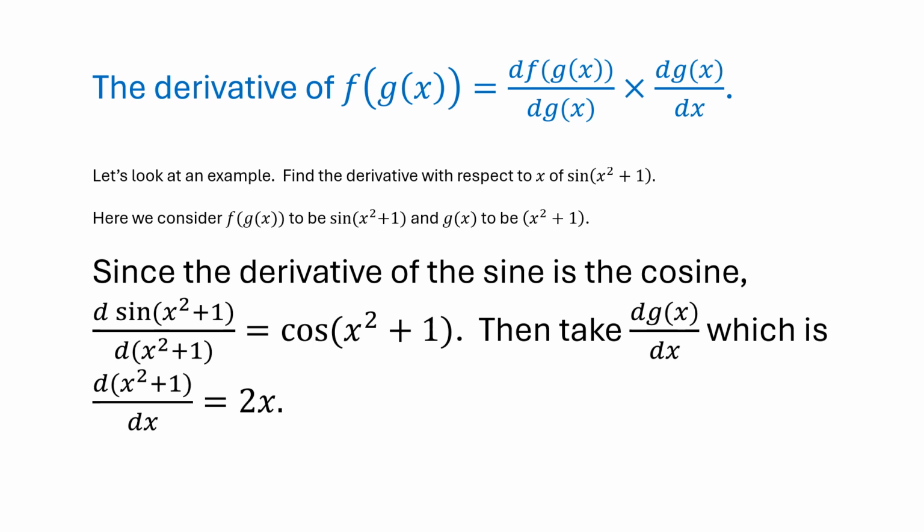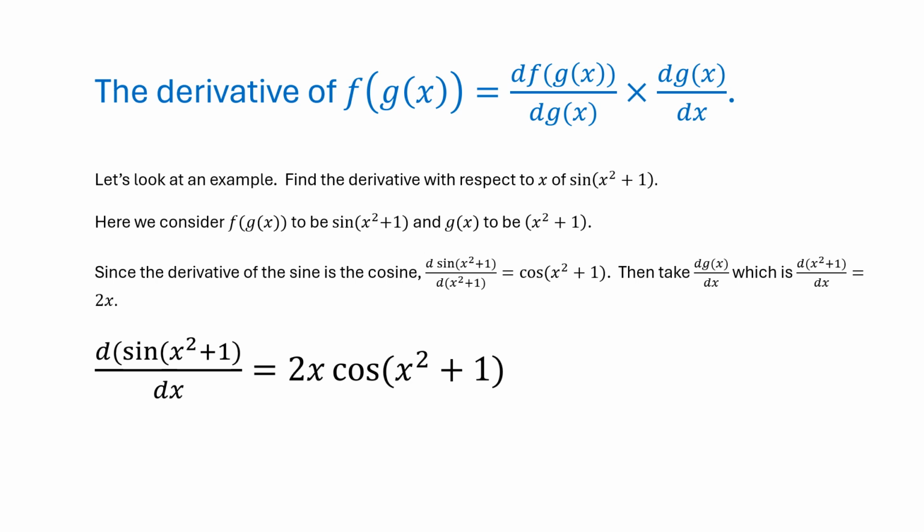So then we must take the derivative of g of x with respect to x, which is the derivative of x squared plus 1 dx, which is 2x from the x squared using the rule of derivative of x to the n equals n x to the n minus 1. And the derivative of the constant is 0. So the derivative of sine of x squared plus 1 with respect to x is 2x cosine of x squared plus 1.